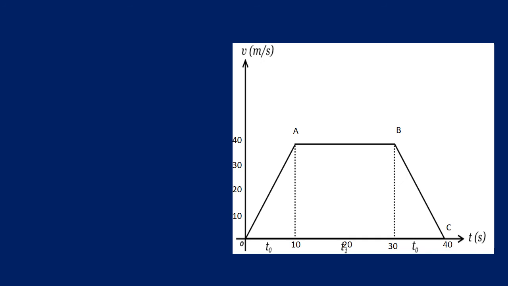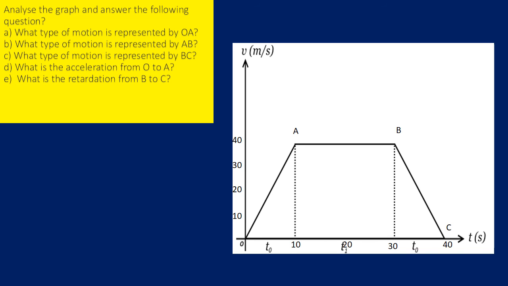Children, second question, please look at the graph that is given there and analyze it. You can see that the motion of the object starts from the point O. It's a VT graph and the motion stops at the point C. So OA, AB and BC represent different types of motions. I think it is clear to you looking at the nature of the graph. So first question, what type of motion is represented by OA? Second question, what type of motion is represented by AB? Third question, what type of motion is represented by BC?